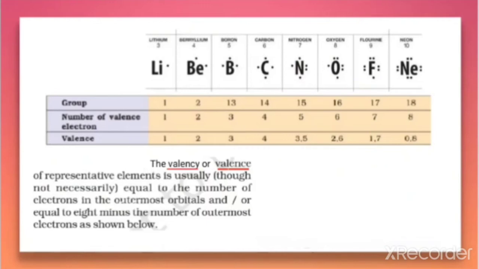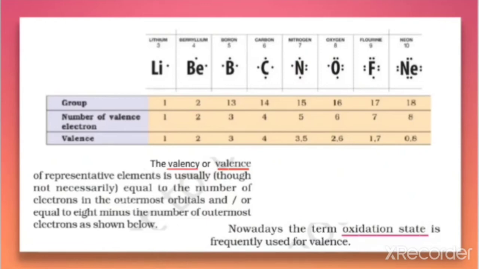So how do you find the valency? The valency is equal to the number of electrons present in the outermost shell, that is nothing but the valence electrons, or it can be equal to 8 minus the valence electrons.